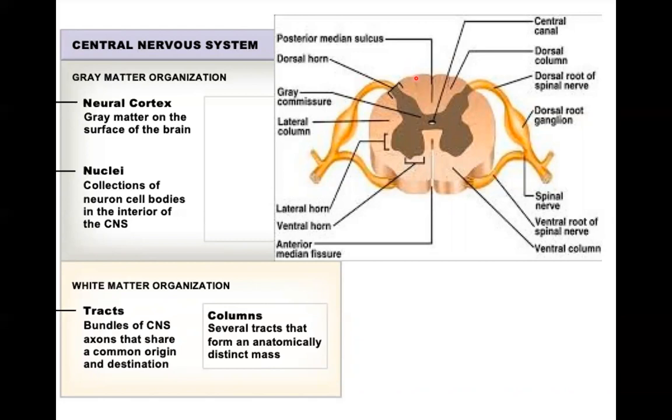When it comes to the gray matter, you already know about the cerebral cortex and the nuclei. The gray matter in the spinal cord gets a special name, and it's organized into horns. So this is a dorsal horn of gray matter. Sometimes there's a lateral horn, and there's a ventral horn. So it's called horns rather than nuclei when you're in the spinal cord. And we'll talk more about that in lab.